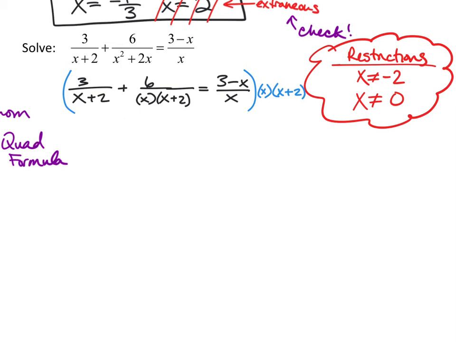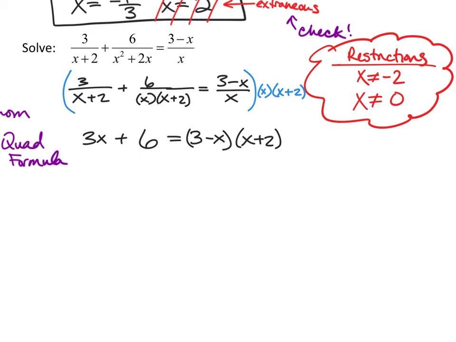Which means that I'm going to have 3 over x plus 2 times x plus 2. The x plus 2 is going to cancel. I just have 3 times x. The 6's denominator is both of the things that I have going on here, so it's just going to multiply out to 6. And then the 3 minus x is going to multiply by x plus 2 only, because the x in the numerator that I'm multiplying by and that x in the denominator will cancel each other out.